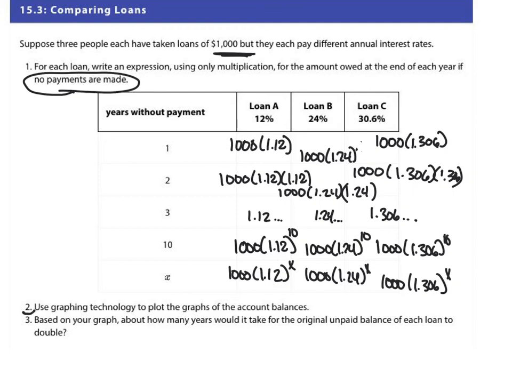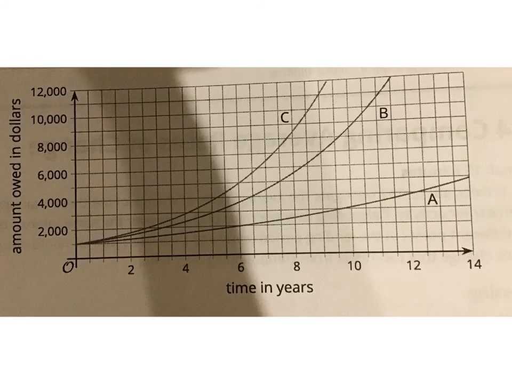Okay, number 2 says use graphing technology. Give me a second and I will do that for you. Question number 2 says use graphing technology to plot the graphs of the account balances. So we have loan A, B, and C, and we see that the loans with the higher interest rate are growing much faster. This would be the 30.6%, I think this was 24%, and then we have 12%. So it grows much faster, right?